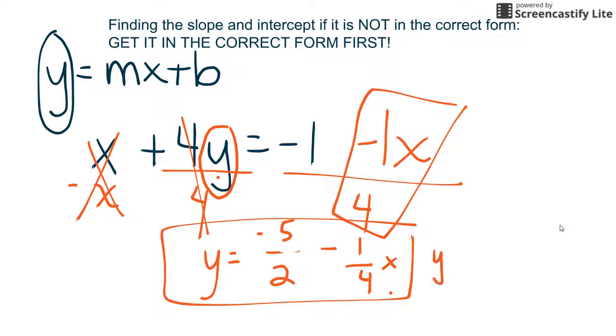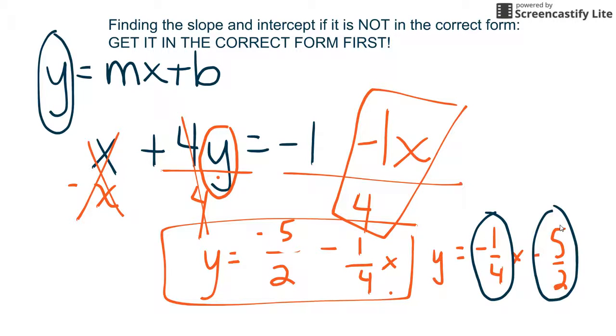So now it's almost the way we want it. We usually like the slope right next to the y. So again, if I wanted to rearrange this, I would just have y equals negative 1/4 x minus 5/2. So now your slope, your m, is right next to your x, and your intercept is the number coming off of the end. So there's your slope, and there's your intercept.